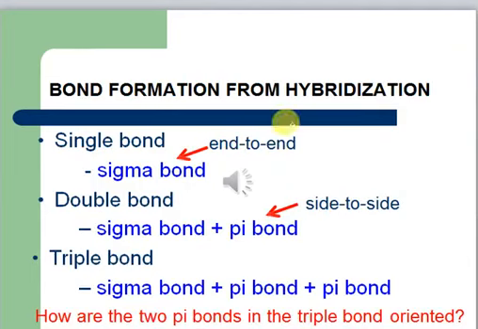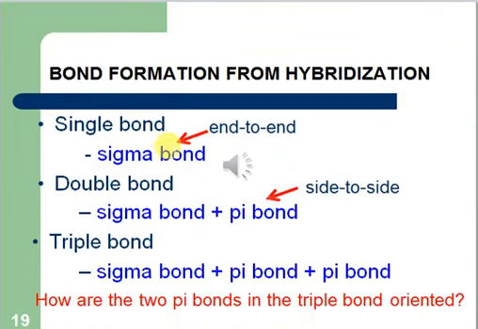So now we are considering the bonds that are formed. So let's review that. When the overlap between orbitals is end to end or head to head, we always get a sigma bond, right? And in case of a double bond, we have 2 bonds, one is sigma and one is pi. The sigma bond is formed by end to end overlap, while the pi bond is formed by side to side overlap, right? Well, in case of triple bond, we have a sigma bond which is formed by end to end overlap, and 2 pi bonds which are formed by side to side overlap.